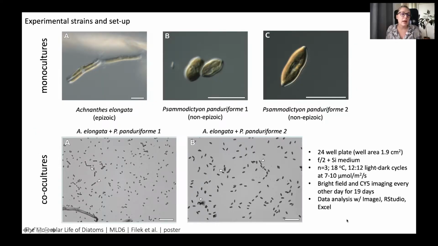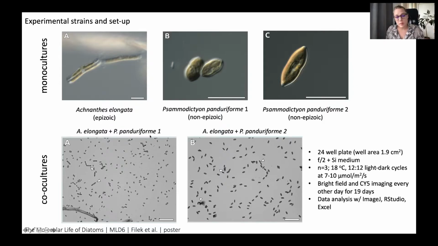So what I did is I grew our diatoms of interest in monocultures. This one is Achnanthes elongata, a diatom that we consider to be epizoic for now. In recent research, it's been found on many different turtles all over the world, and it's very, very consistent. And let's say these diatoms here, Psammodictyon, the first strain and the second strain, we find them even in the surrounding water, maybe the water tanks where the turtles are being held, so we don't consider them epizoic at all.